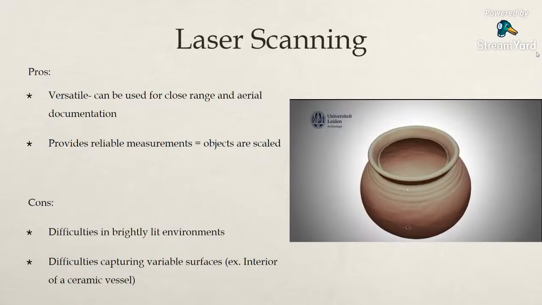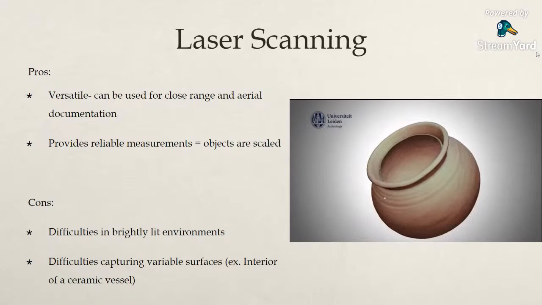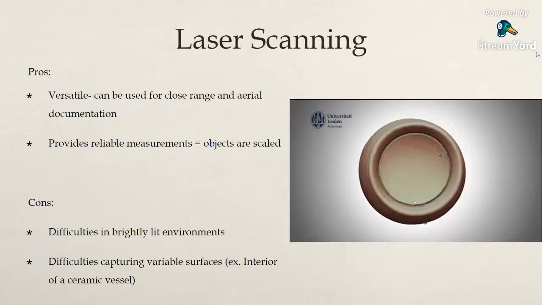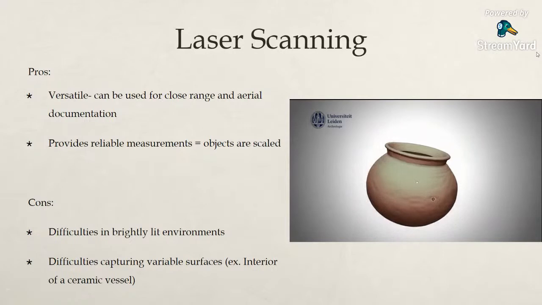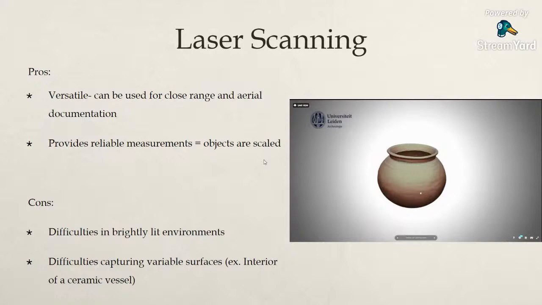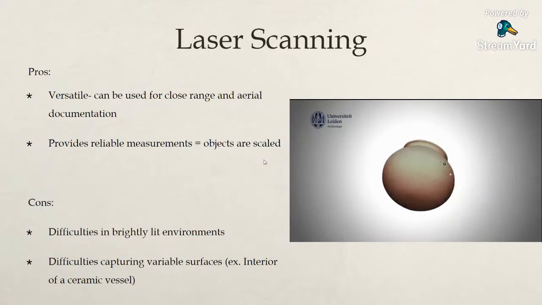It can be difficult capturing surfaces with variable depths. The point of laser scanning is to capture surface variations, but when you have an object such as the ceramic pot you see in the model here, I'll play it again. The laser is very good at reading the exterior of the vessel, but it has problems reaching too far into the pot, so it wasn't able to capture the inner surface.